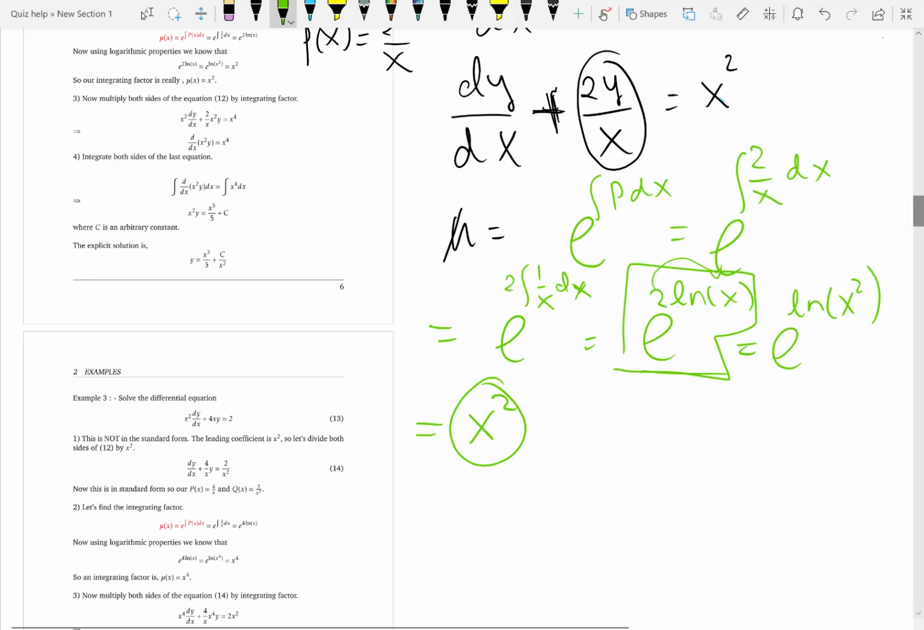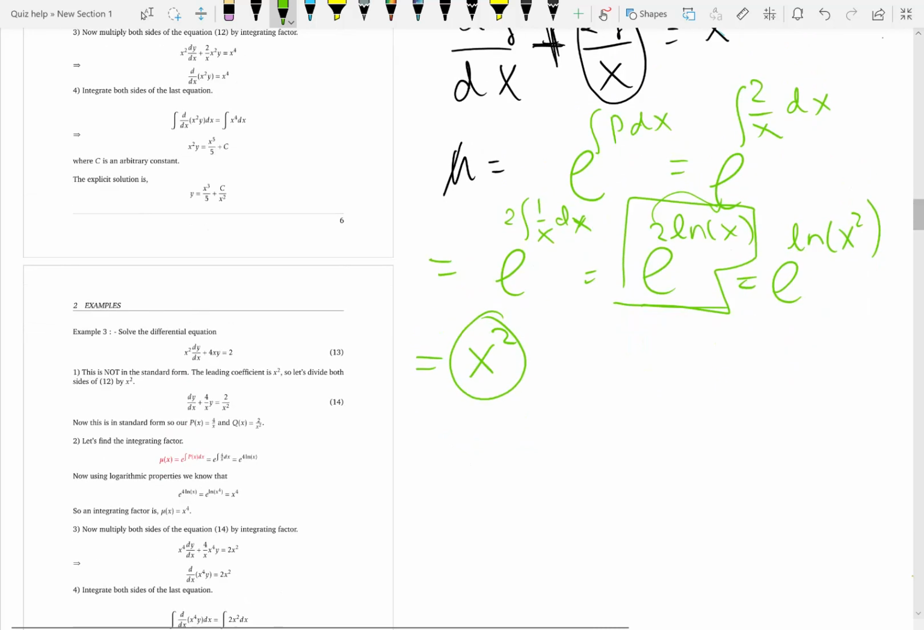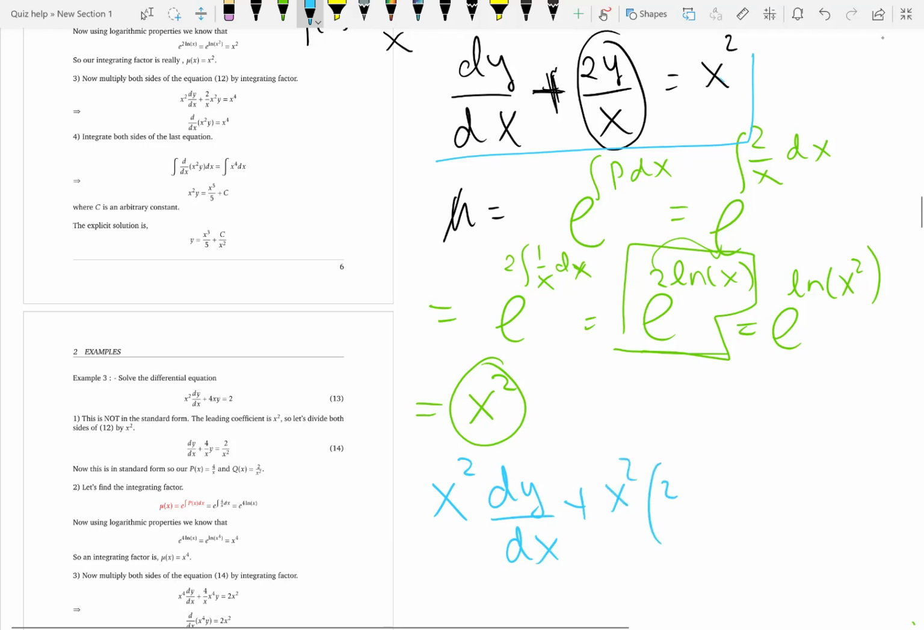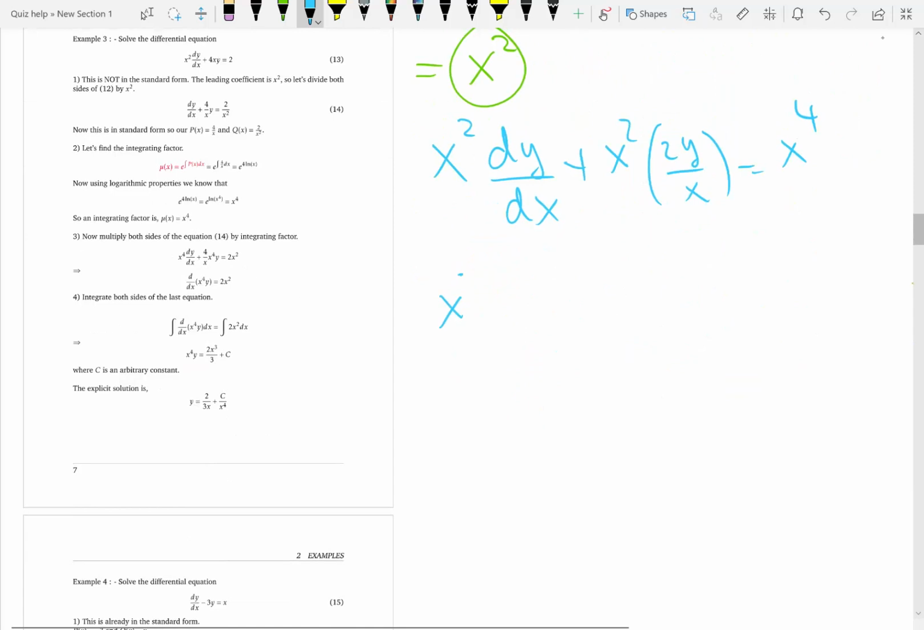All right, now we have our integrating factor. Once you have it, you take your standard form and multiply it by the integrating factor. So let's multiply the standard form, which gives us x squared dy over dx plus x squared times 2y over x is equal to x squared times x squared, which is x to the 4. Here we could simplify a little bit, but no, we already have a nice form, my bad, I take that statement back. So we multiply the standard form by x squared.